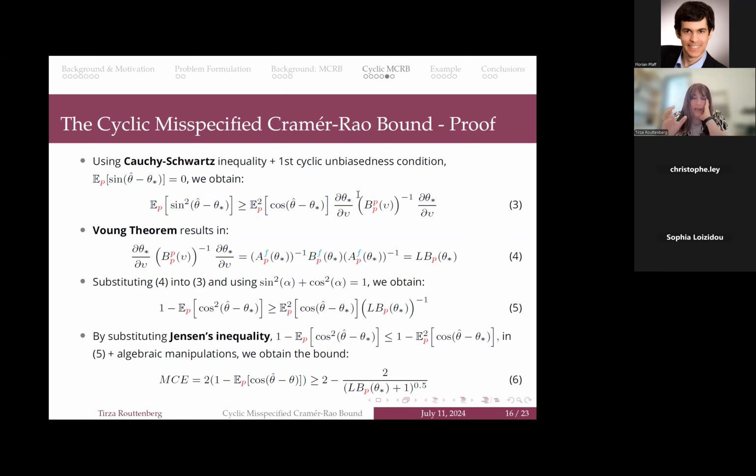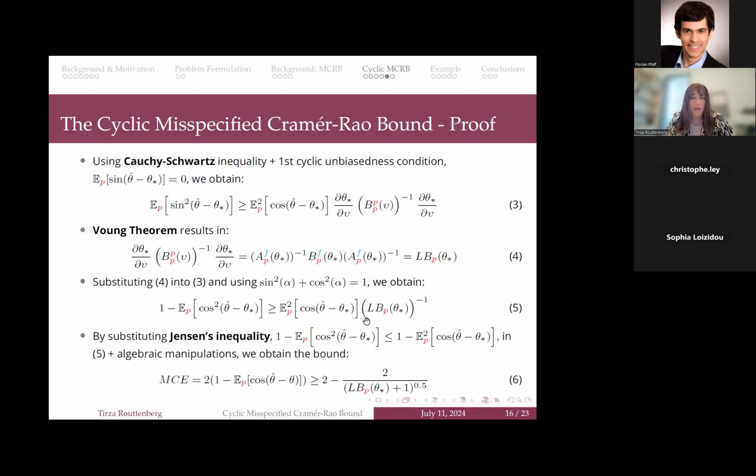Again, the mathematical details are not so important, just to see what the ingredients of this proof are. We started with the Cauchy-Schwarz inequality together with our unbiasedness condition, which leads to what you see here. This is the bound of the sine square, and here we have the cosine, and here this term. Then we use Wong's theorem, the theorem that Wong used for the original misspecified Cramér-Rao bound. This is what you see here in equation 4. When I substitute this equation in 3 and use this trigonometric identity, I get the bound in 5.